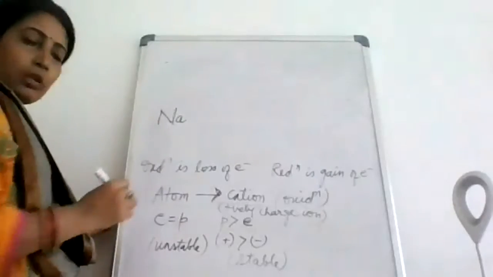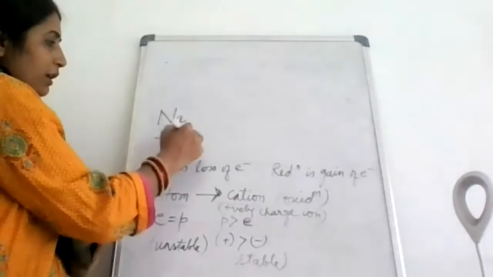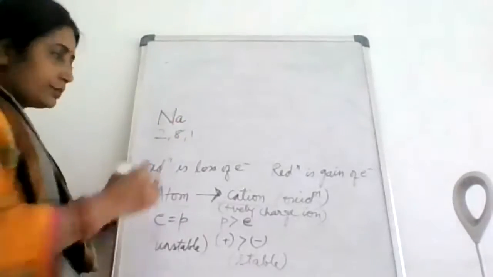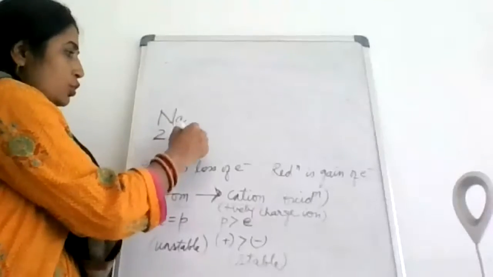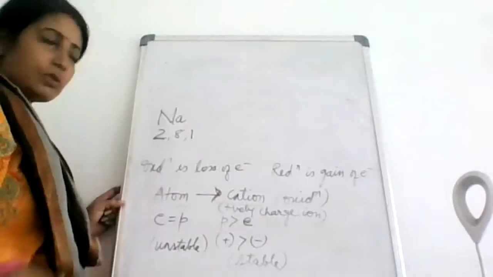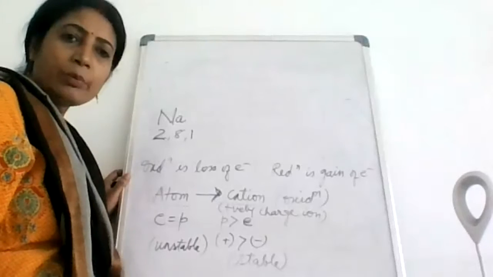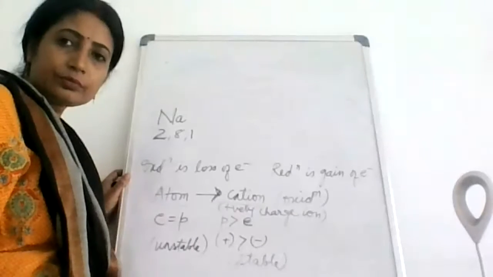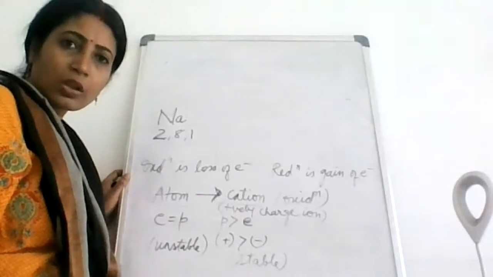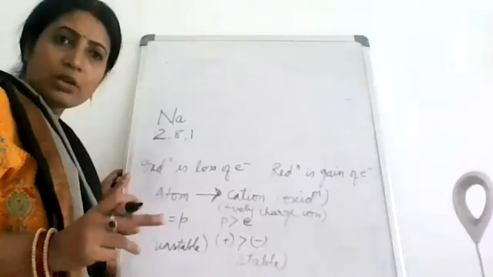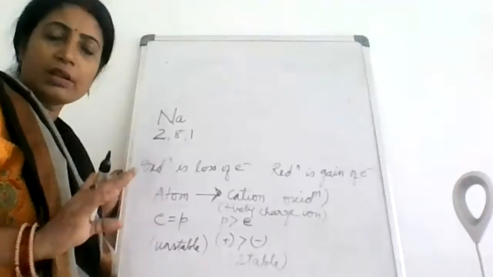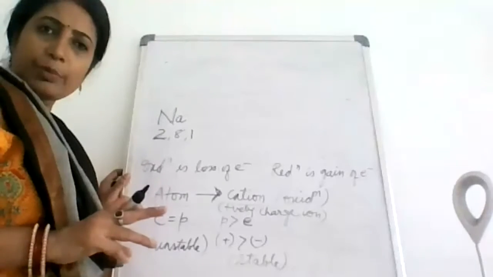Sodium, okay. Sodium is 2,8,1 electronic configuration. This is having one extra electron. How will it become stable? By losing one electron. By losing one electron, it's going to become stable.